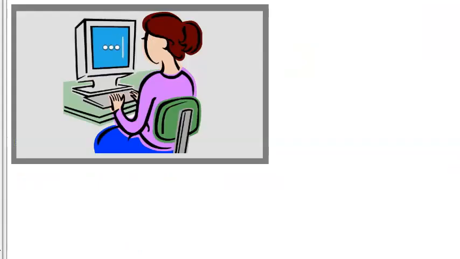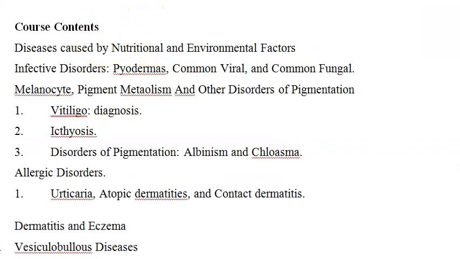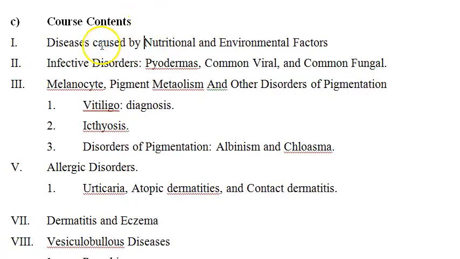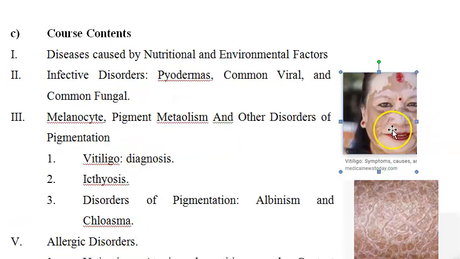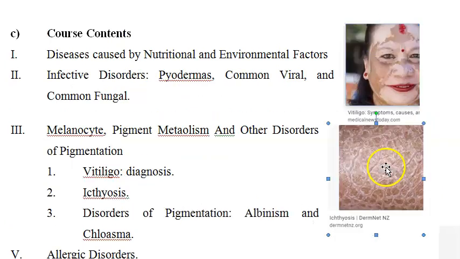So now let us look at the exact content of dermatology. You should understand the diseases which are caused because of nutrition and environment factors. You should know about infective disorders like pyoderma, common viral and common fungal infections, right? Then melanocyte, you should know pigmentation, all that. Disorders of pigmentation, vitiligo, diagnosis, ichthyosis. What is this? This is vitiligo. This one is showing ichthyosis.